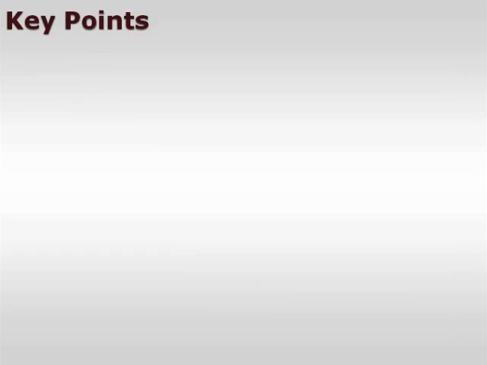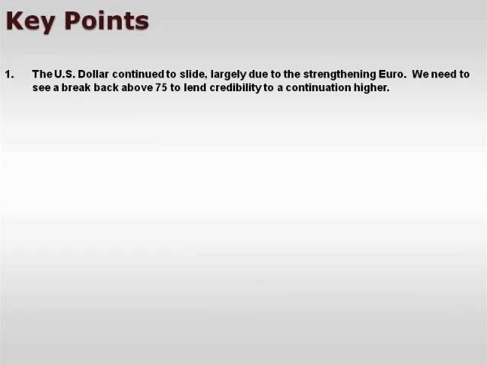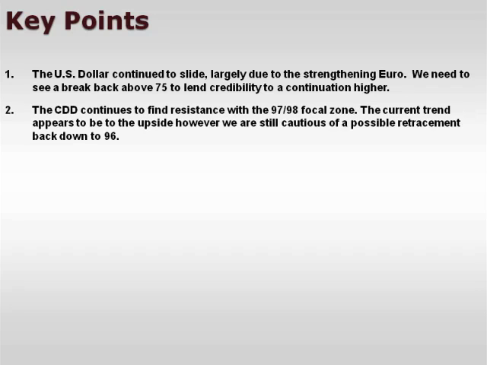Let's take a look at a few of our key points. First of all, the U.S. dollar index continues to slide largely due to that strengthening euro. We need to see a break back above 75 to lend credibility to a continuation higher. The CDD continues to find resistance within the 97-98 focal zone. The current trend appears to be to the upside. However, we are still cautious of a possible retracement back down to 96. The YUK continues to slide lower towards 79.